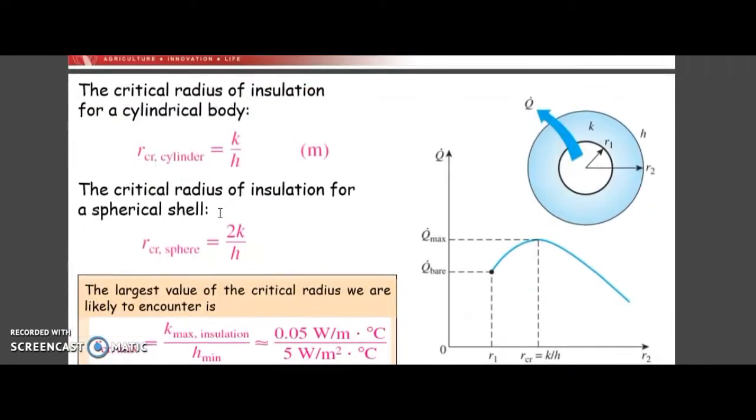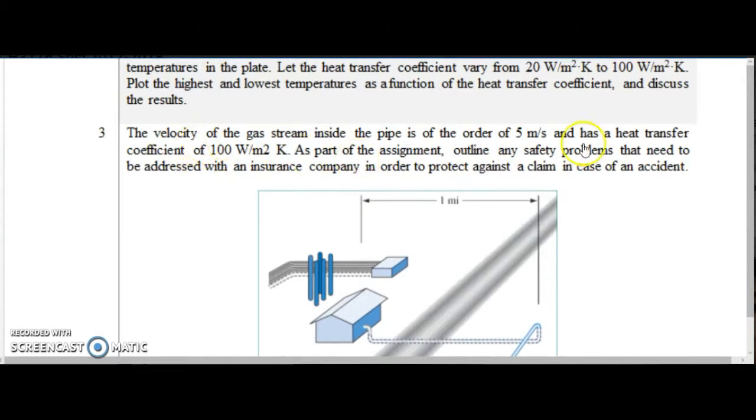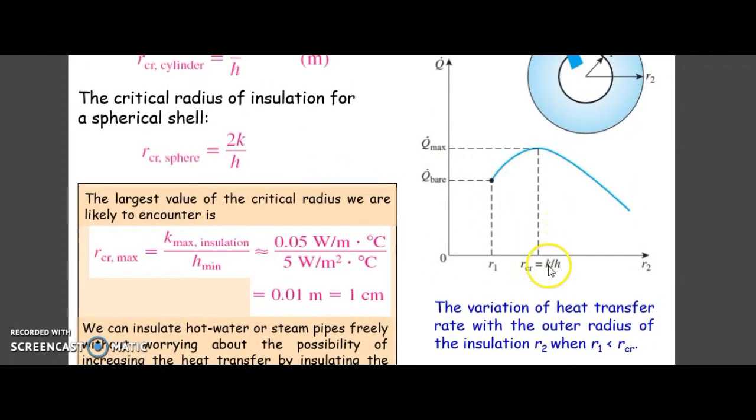resistance. So what does the thickness depend on? It depends on the value of the heat transfer coefficient, H. So if we can monitor that by knowing exactly the critical radius, we make sure that the radius of our thickness is beyond that to reduce the heat loss during the process.